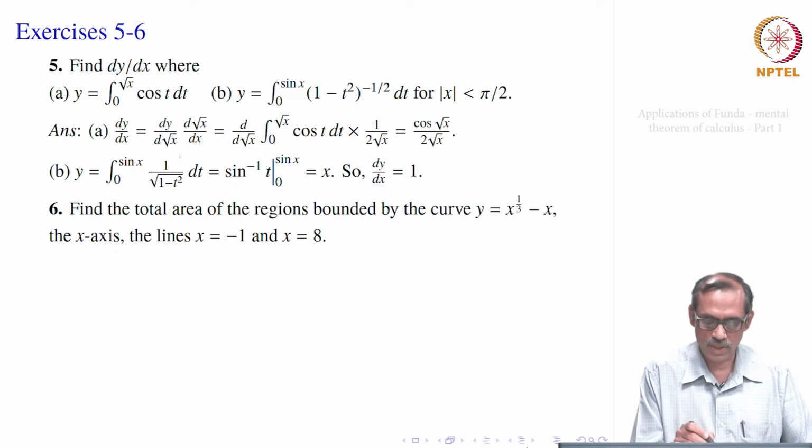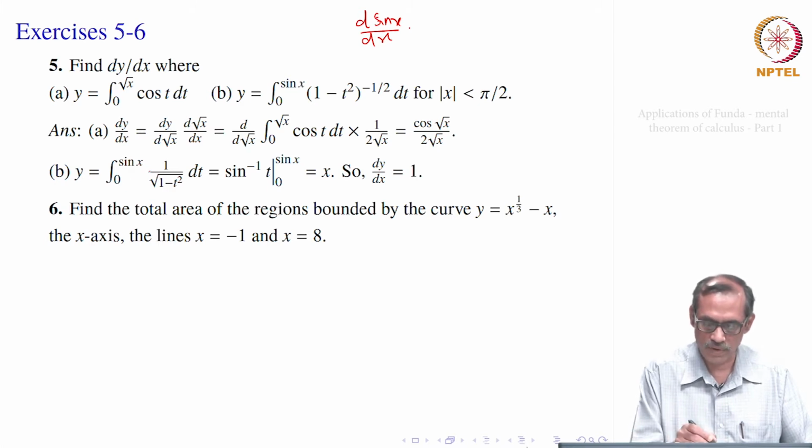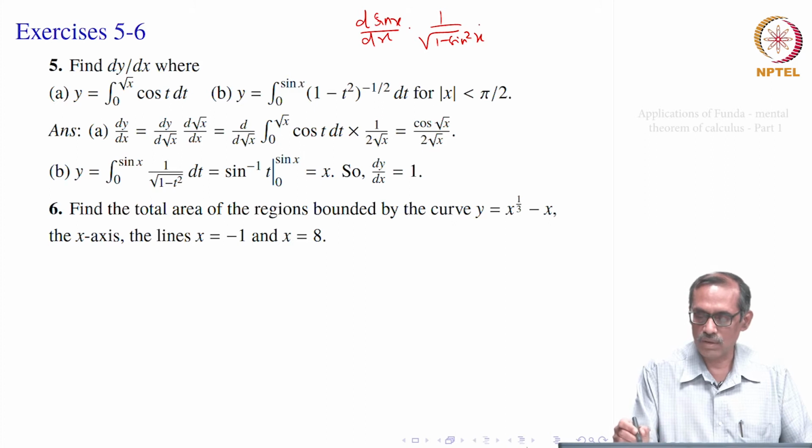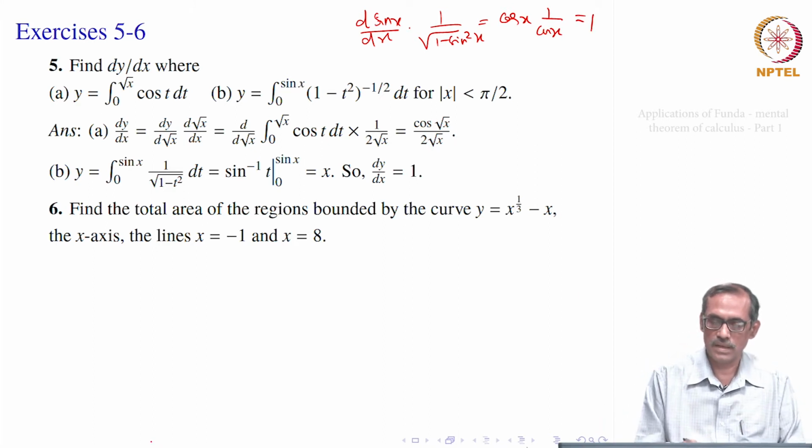So, if you want to see how it goes, you may write it as d sin x by dx times the derivative of this with respect to sin x. So, that will give you f of sin x, that is 1 divided by square root of 1 minus sin square x. So, now the first one gives cos x, this gives 1 by cos x, and also you get 1, right, using the technique used in A.